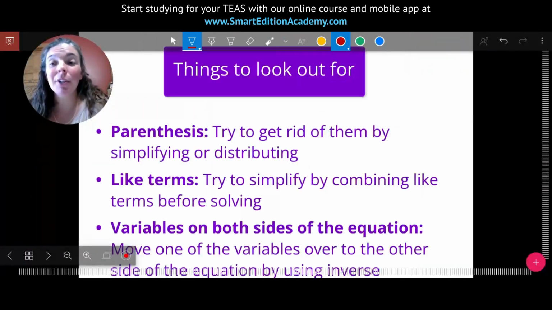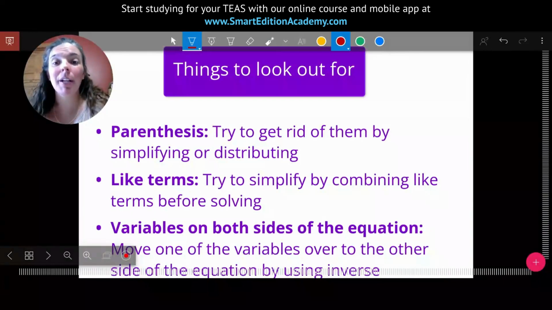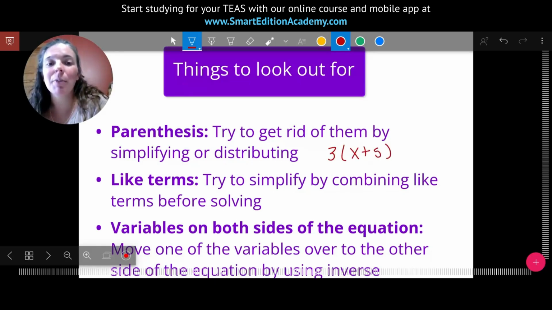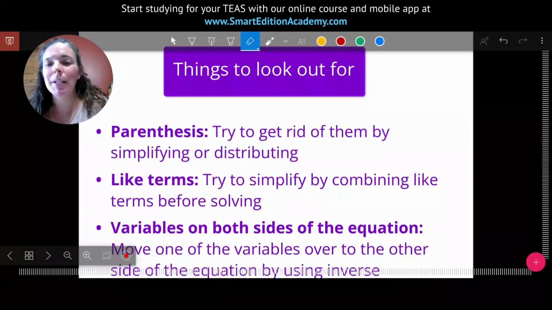Okay, so a couple things to look out for as we start to solve some more complex equations. We will probably deal with parentheses. So you're going to want to try to get rid of them by simplifying or distributing. Usually distribution is the way we're going to get rid of parentheses, meaning that if I have something like 3 times (x plus 5), to get rid of those parentheses, I have to distribute this. I have to multiply out in order to drop those parentheses, okay? So likely will be something we will see in a bit.